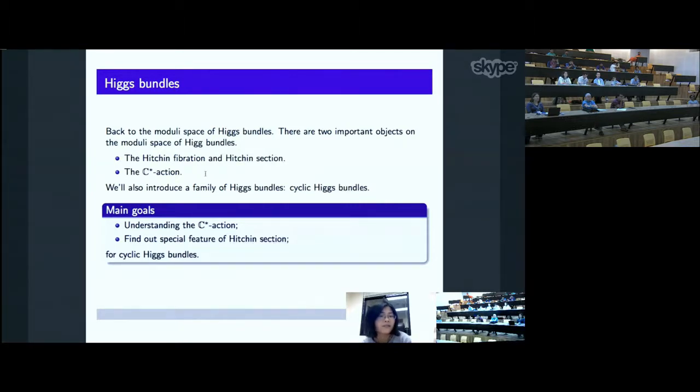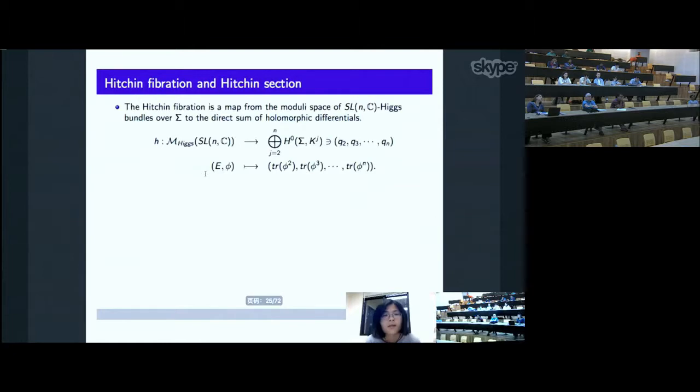So it's kind of understanding one direction of the non-abelian Hodge correspondence, from Higgs bundles to the space of harmonic maps. So if something happens in this moduli space of Higgs bundles, we want to say the corresponding thing in the space of harmonic maps. The Hitchin fibration is a map from the moduli space of Higgs bundles to the direct sum of holomorphic differentials. It's very similar to Chern-Weil theory. We are given a Higgs bundle Phi. We just take the trace of phi squared, trace of phi cubed, and so on until trace of phi to the n. In this way, we get a holomorphic quadratic differential, cubic differential, until n-differential.